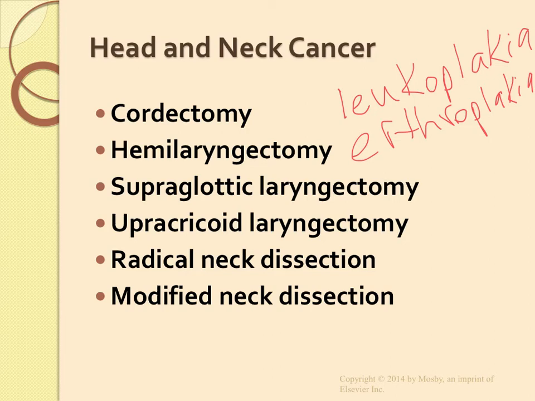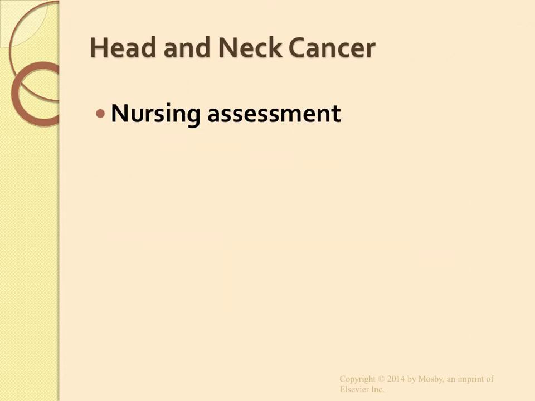Some of the things that they would do in order to correct it are what you have listed here on your PowerPoint slide. The two that we're going to focus in on are the two bottom ones, radical neck dissection and a modified neck dissection. So when we talk about head and neck cancer, remember everything we talk about in the way that you're tested is based on nursing assessment. Thinking as the nurse, what do you need to know or modify or look out for?